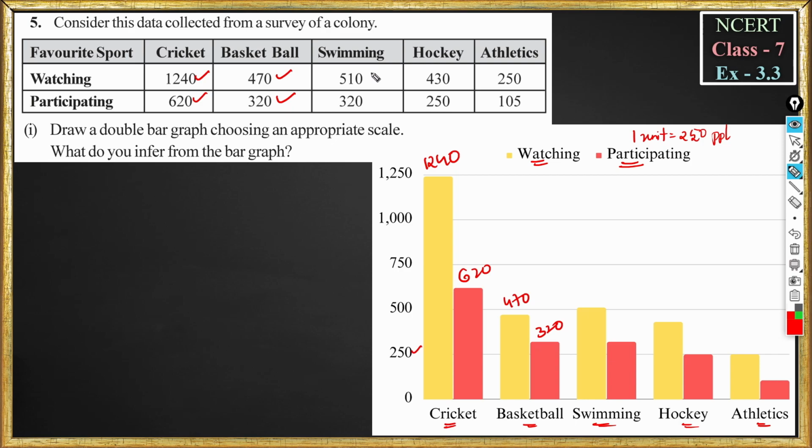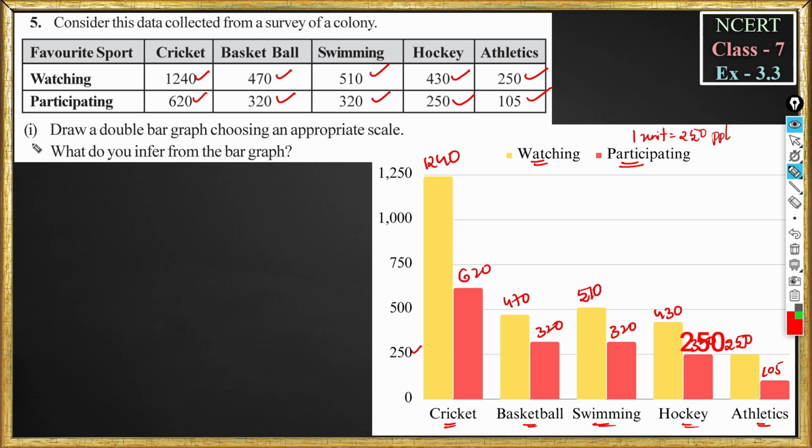Now in swimming, the number of people watching is 510, that is more than 500, and the number of people participating is 320, that is slightly more than 250. In hockey, the number of people watching is 430, whereas the number participating is 250. Similarly, in athletics, 250 are watching and 105 are participating. Like this, we draw the double bar graph using the given data.